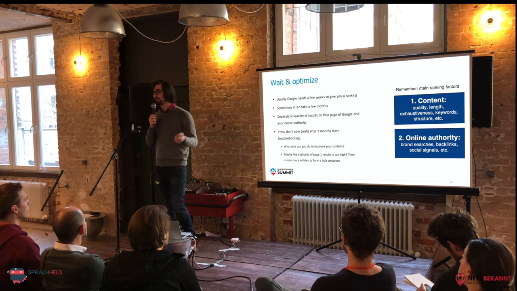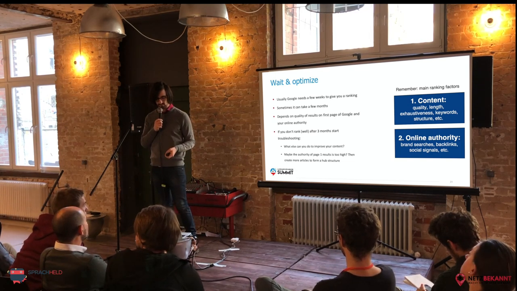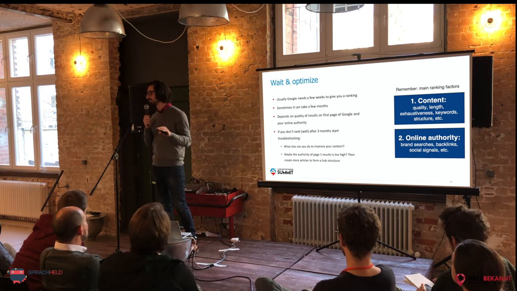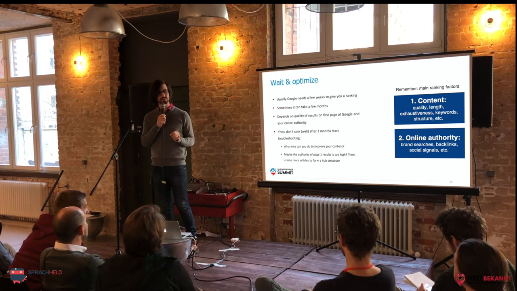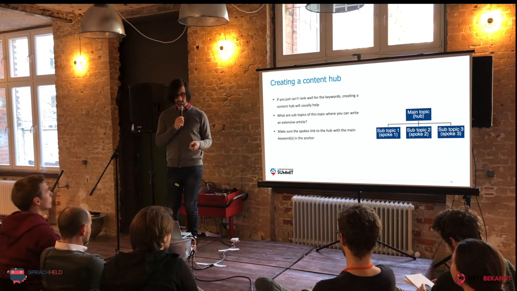So if the authority is too high, then create a content hub. If you forget everything that I'm talking about today, remember content and authority are the two main ranking factors for Google.